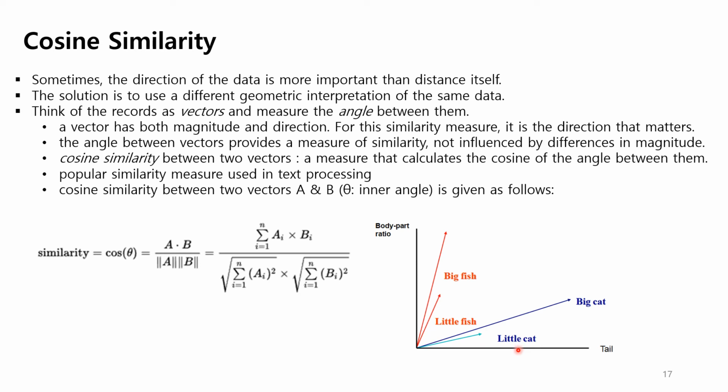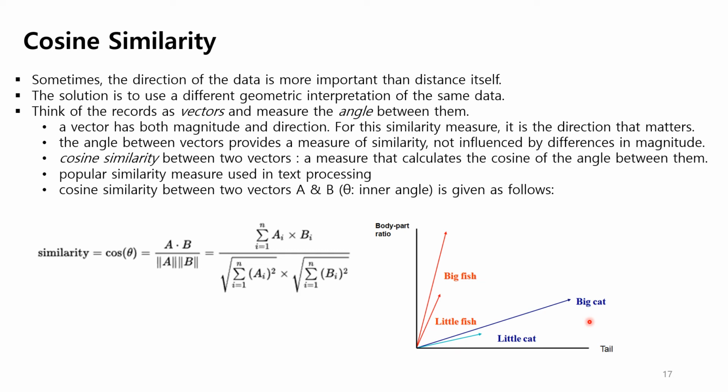But this conclusion is weird. In nature, a big cat is more similar to a little cat than the little fish is, right? So if you use traditional Euclidean or Manhattan distance, we get a very strange conclusion saying little fish is more similar to little cat than big cat is. To solve this problem, we use another measure called cosine similarity.